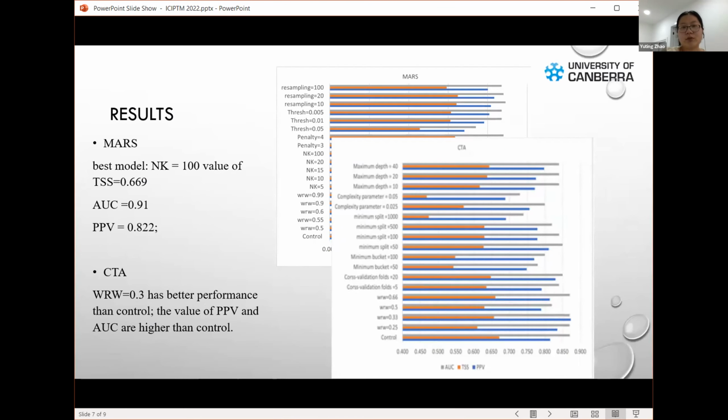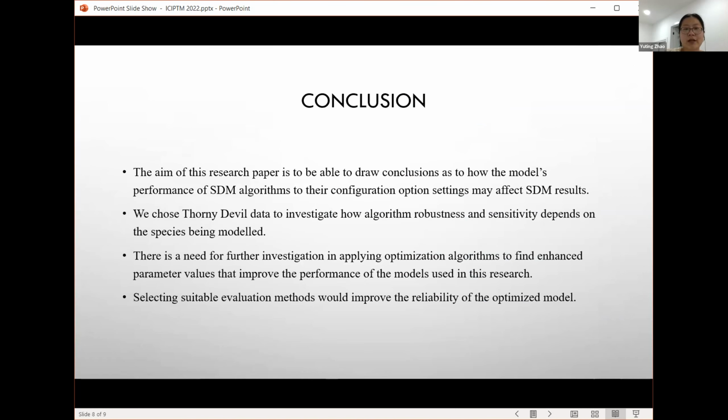In the modeling classification tree analysis, we can also find that when we set the configuration weighted response weight to 0.3, it has better performance than the control. The values of PPV and AUC are higher than the control. However, you can also find that the values of TSS are similar, so we need more analysis according to our results.